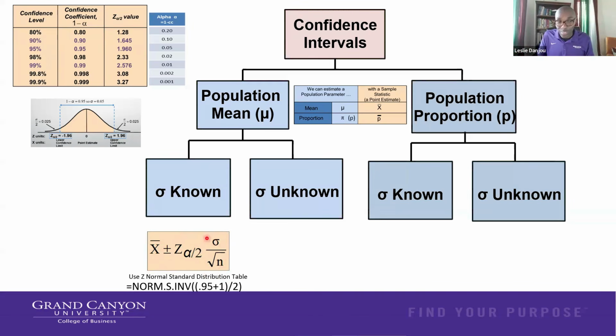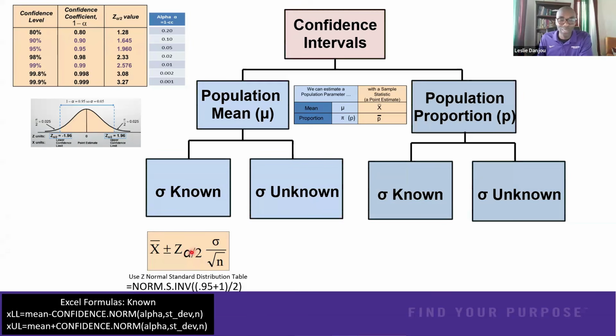Then you'll do this equation to get the borders for the lower limit and the upper limit. But what we're going to do is use Excel. We're going to grab the mean minus the CONFIDENCE.NORM to find the lower limit. For the upper limit, it's the mean plus CONFIDENCE.NORM, that will be your upper border. So you can find the real X values for your lower limit and your upper limit.